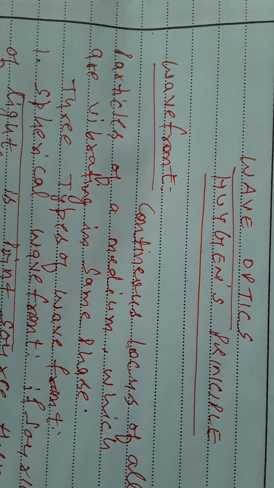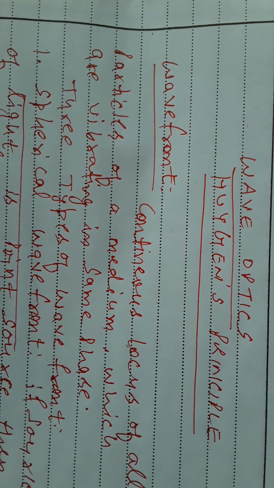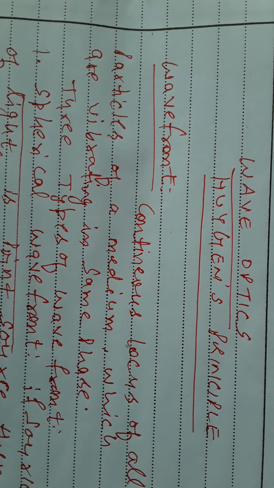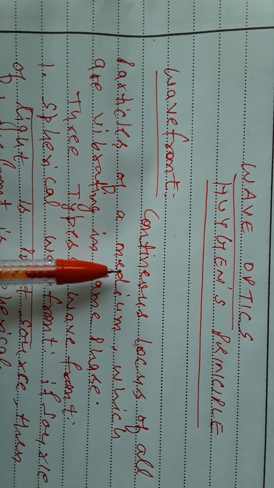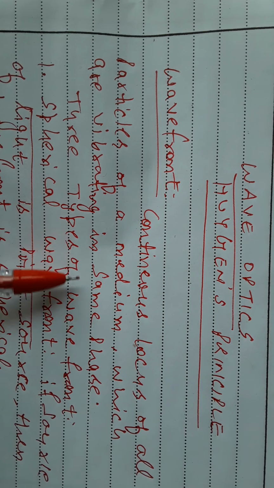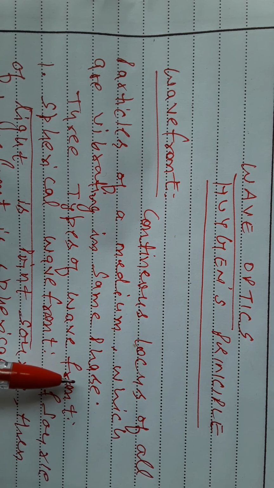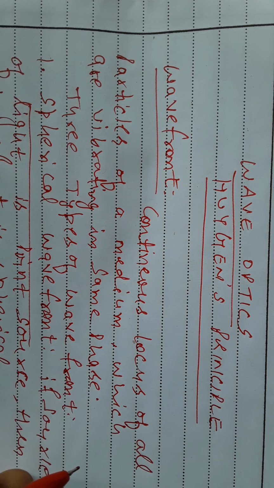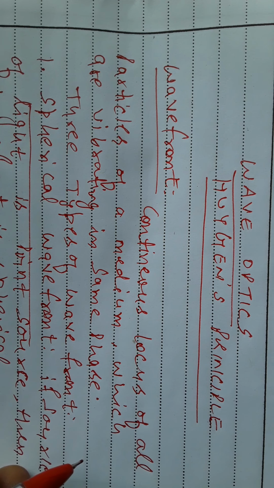if the time taken is equal for all the particles, then they cover the equal distance in the same time period. Now we can define wavefront as a continuous locus of all particles of a medium which are vibrating in the same phase. Vibrating in the same phase means if they cover equal distance, then the phase between them will be constant or that will be zero. So they are in the same phase.